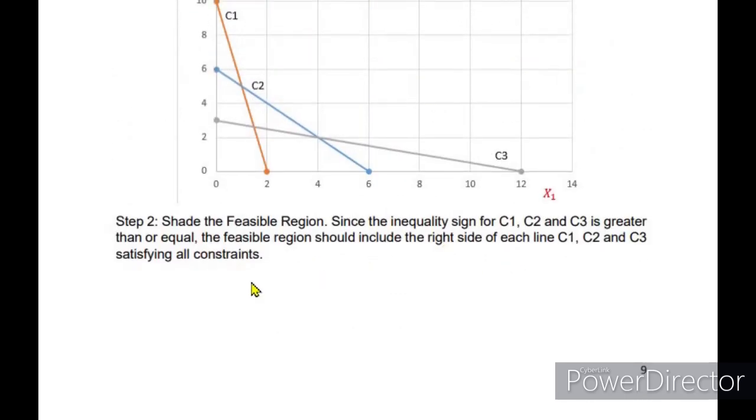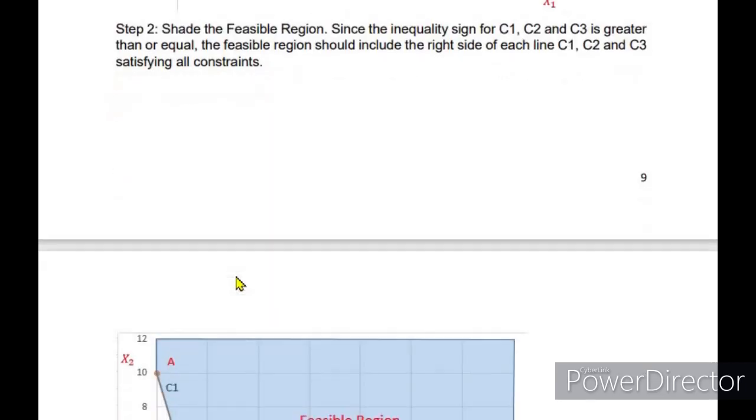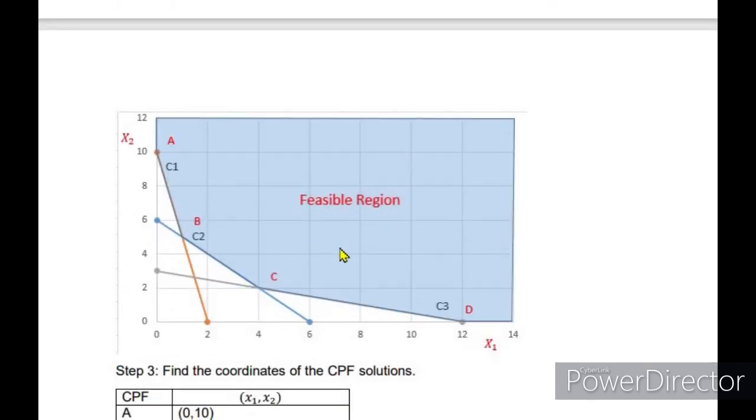Now step 2, shade the feasible region. Since the inequality sign for C sub 1, C sub 2, and C sub 3 is greater than or equal, the feasible region should include the right side of each line, C sub 1, C sub 2, and C sub 3, satisfying all constraints. That's why the feasible region should be like this. All the shaded parts are on the right side of all the graphs of the constraints.